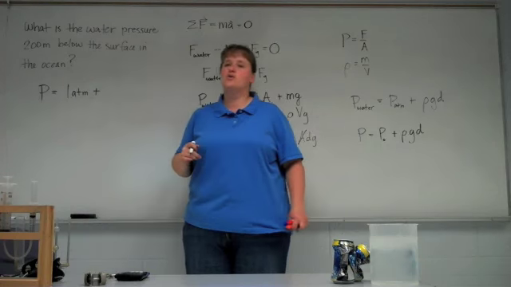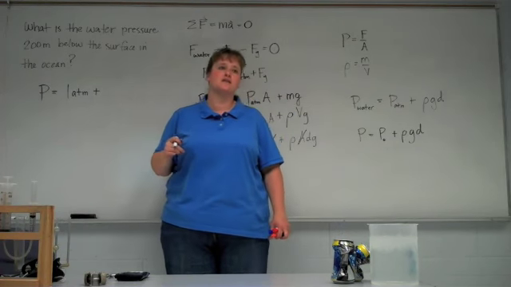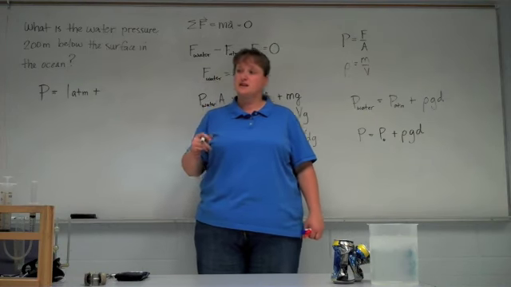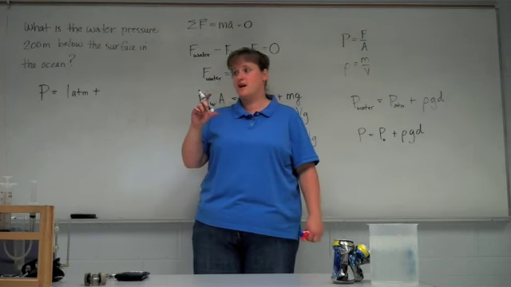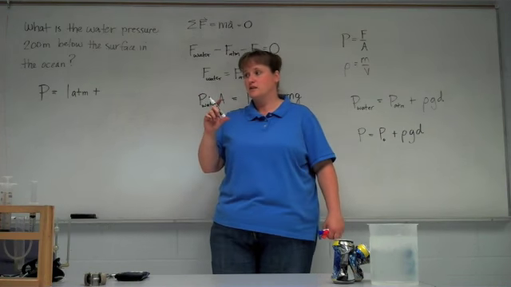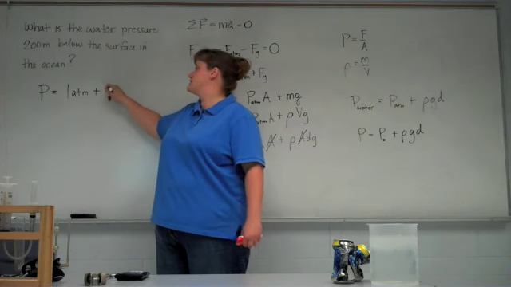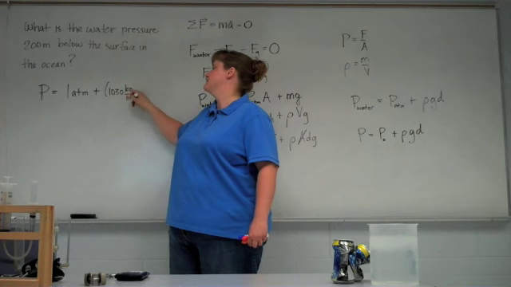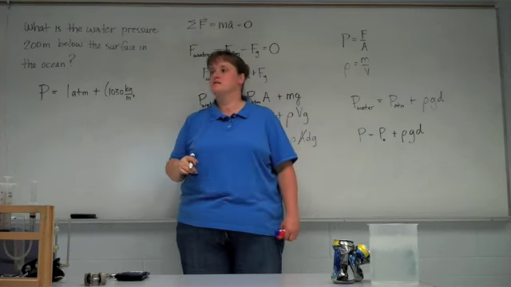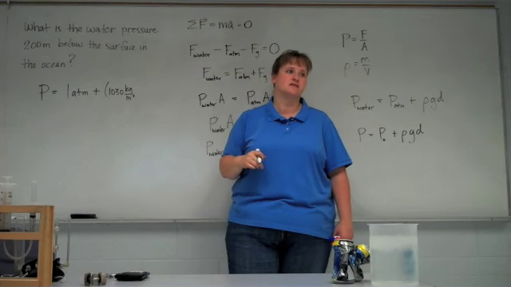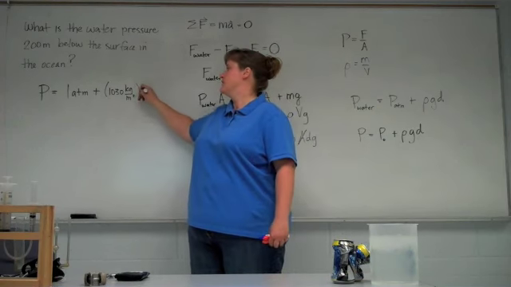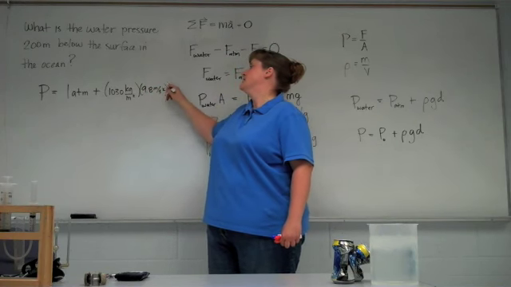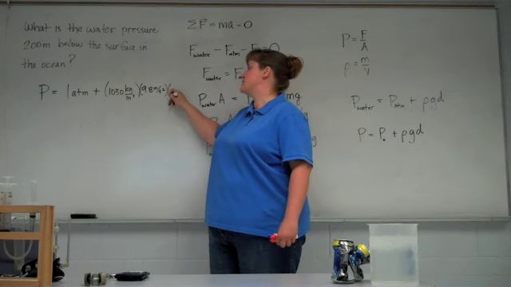Density. Ocean is not regular water, it's seawater, salt water. Density is a little different. It's on the table in your book. If I remember correctly, it's 1030 kilograms per cubic meter. A little more dense. Not by much, but a little bit more dense than regular water. g is 9.8 meters per second squared. d is our depth, so 200 meters.